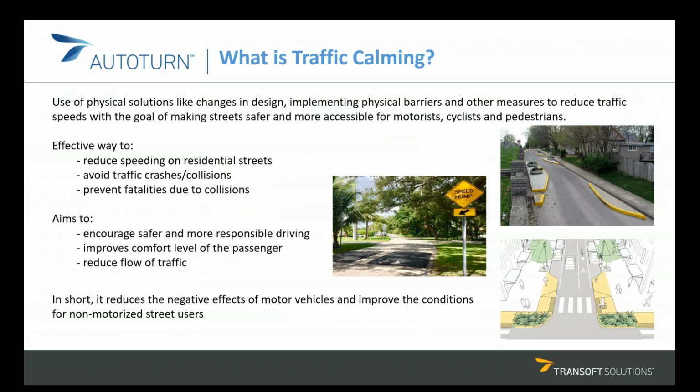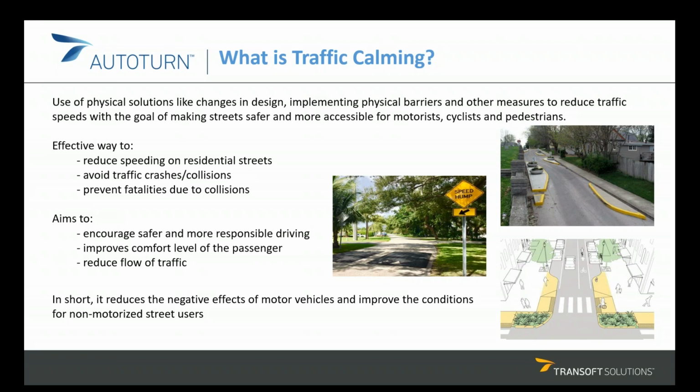So what is traffic calming? Traffic calming is the use of physical solutions like design changes, or it may be implementing physical barriers and other measures with an aim to reduce traffic speed or cut through traffic, with the goal of making streets safer and more accessible for motorists, cyclists, and pedestrians.